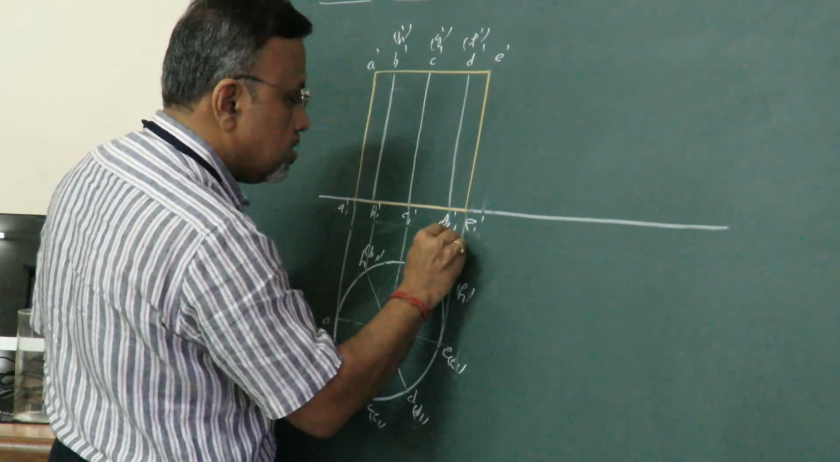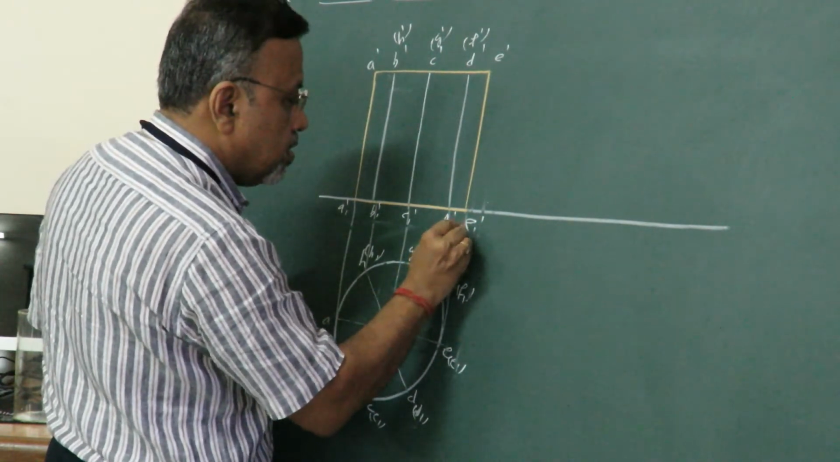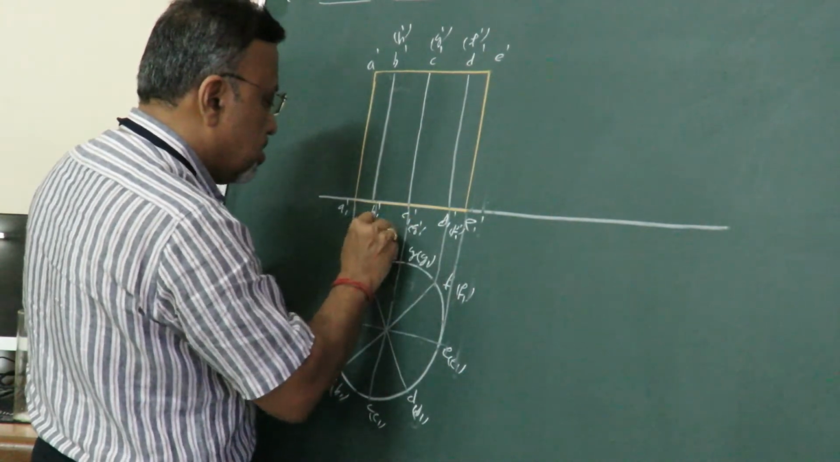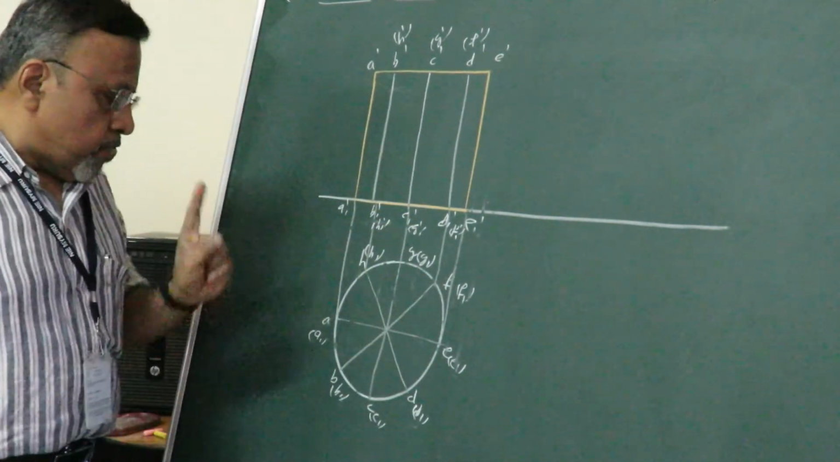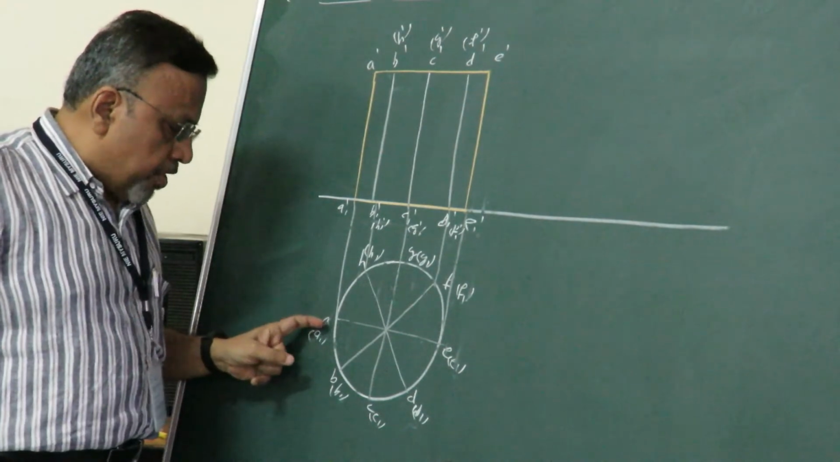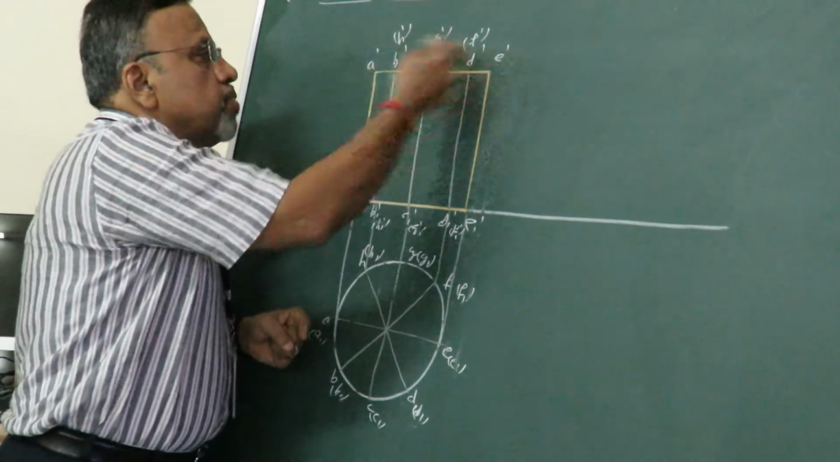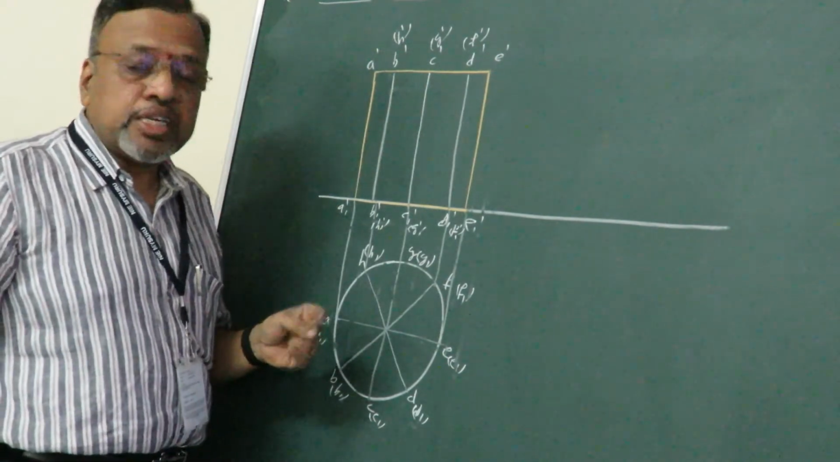E1 dash, F1 dash, G1 dash and H1 dash. So as you can see, the advantage of naming the points in a particular fashion is, without looking into this figure, I can simply get the namings. Is it okay? That is the advantage.